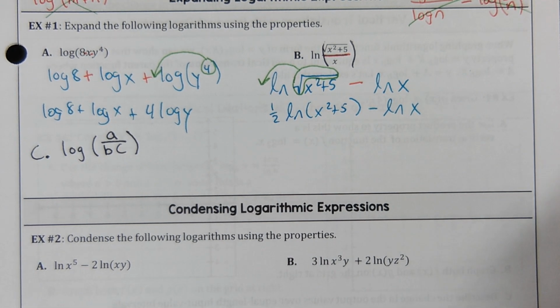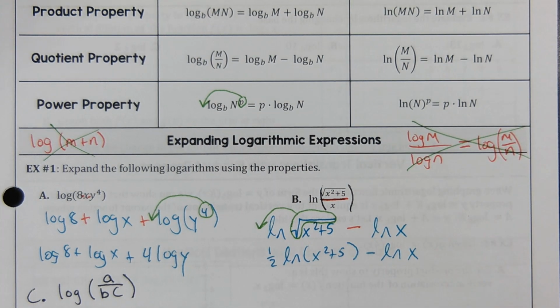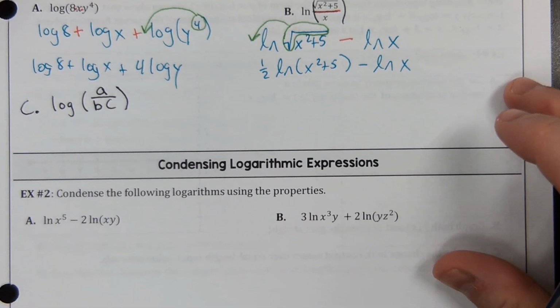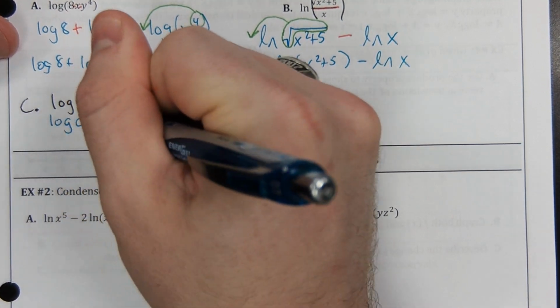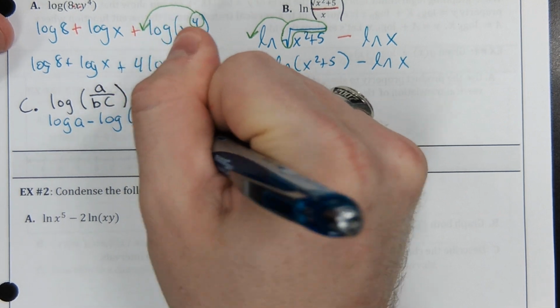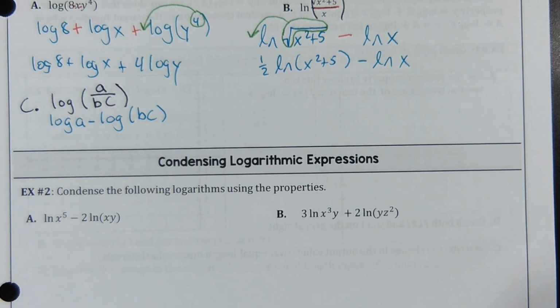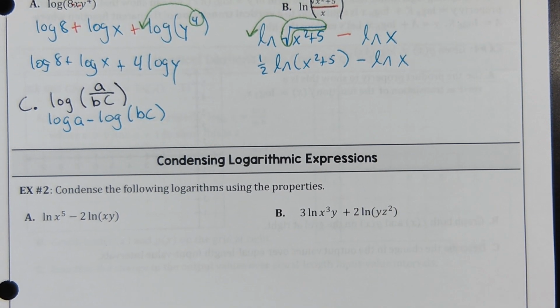What you should be noticing is there's overall a fraction in the argument. So I could split that into the subtraction of 2 logarithms comfortably. That gets me log of A minus log of B times C. Now this is not finished. The reason why is because there's a multiplication in this argument.